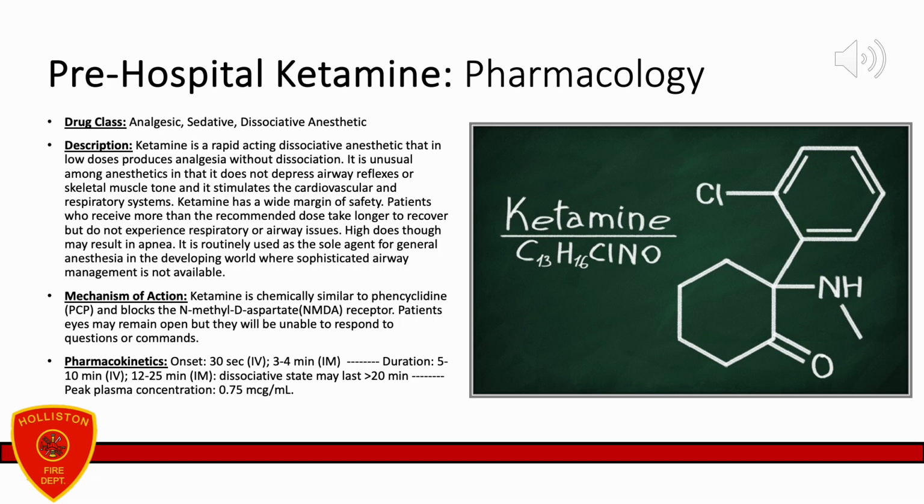Pharmacokinetics: their onset is about 30 seconds for IV, pretty rapid acting. That's the desired effect you want, especially in some patients that really need quick acting. And then intramuscular, 3 to 4 minutes, which for IM is pretty fast. The duration is about 10 minutes for IV and 12 to 25 for IM. That's why you'll see some of those redosing times. But you can have dissociated states up to 20 minutes or even longer, depending on how much is going on.